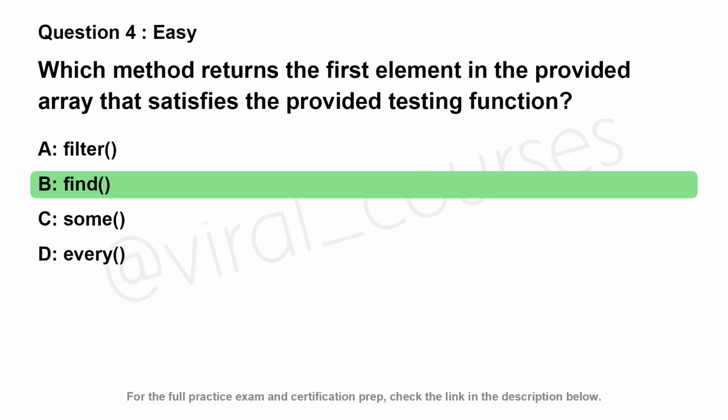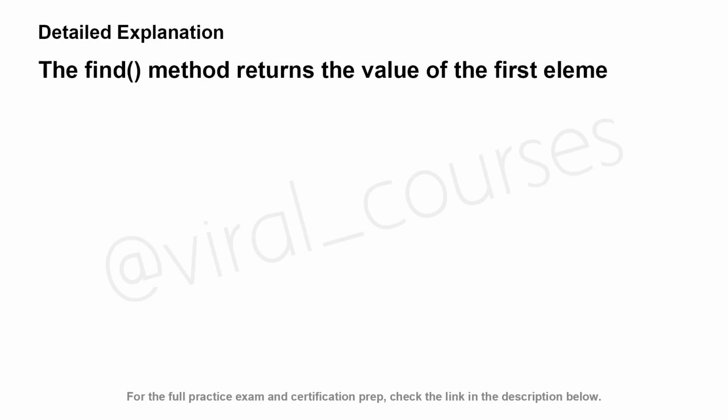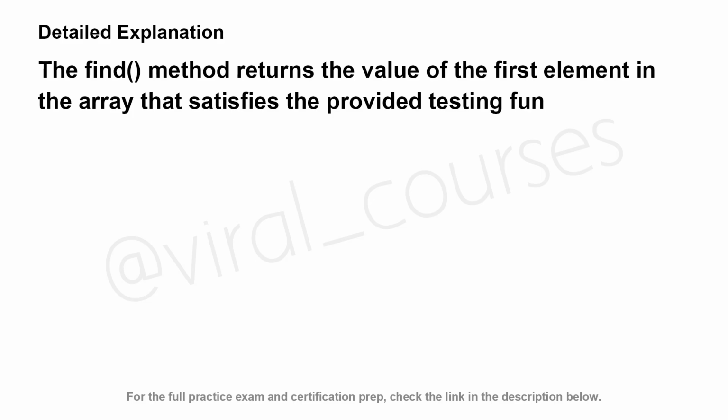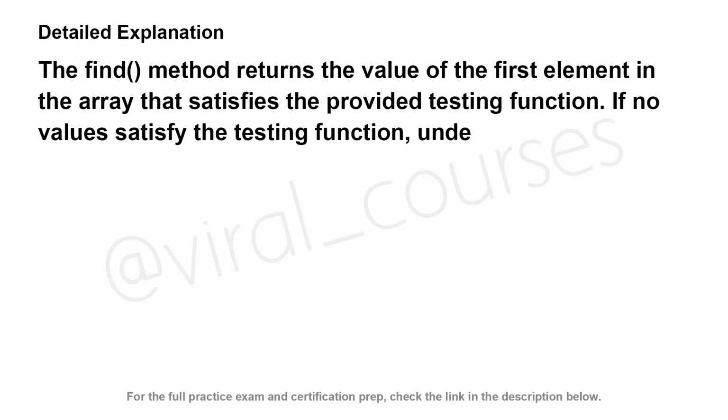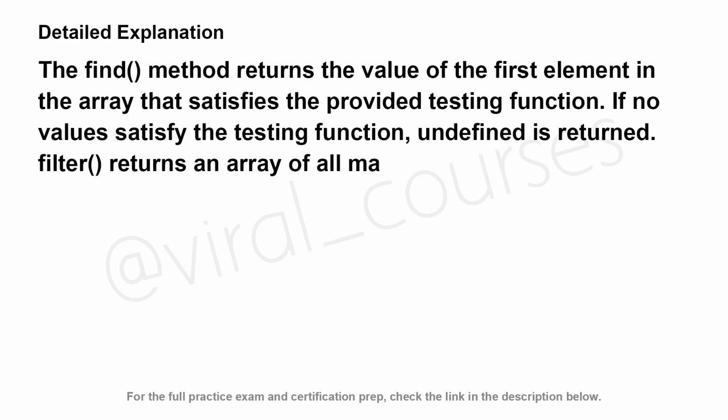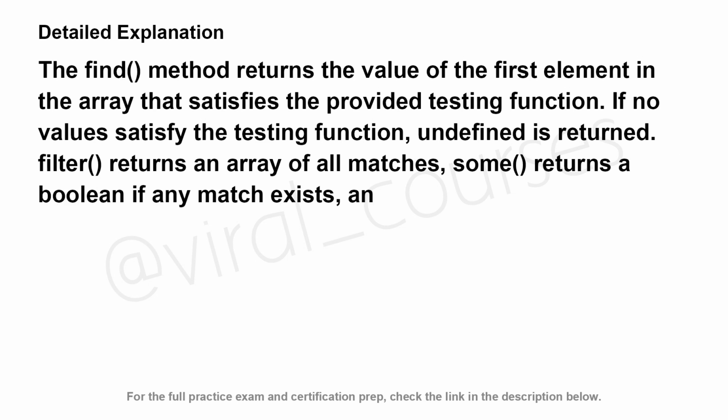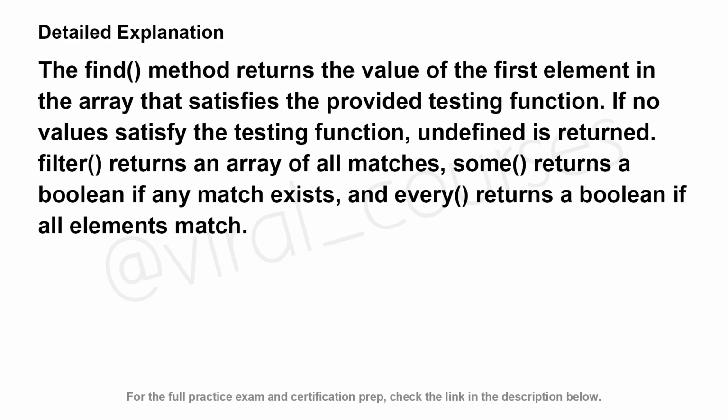The correct answer is B. The find method returns the value of the first element in the array that satisfies the provided testing function. If no values satisfy the testing function, undefined is returned. Filter returns an array of all matches. Some returns a boolean if any match exists. And every returns a boolean if all elements match.